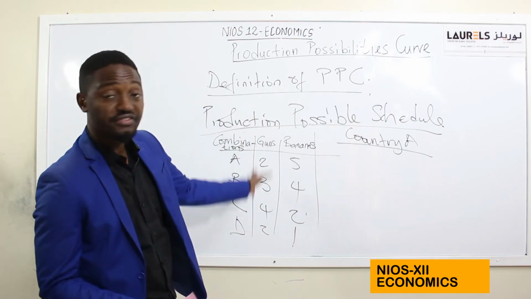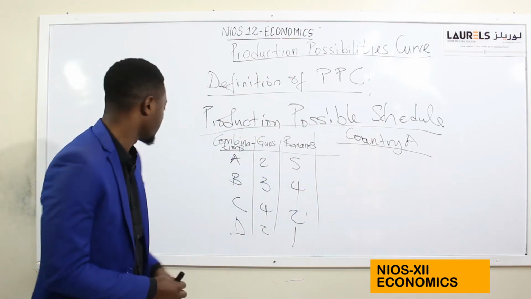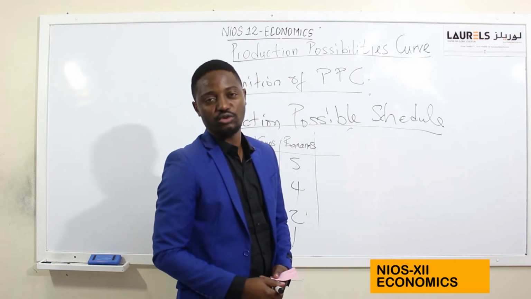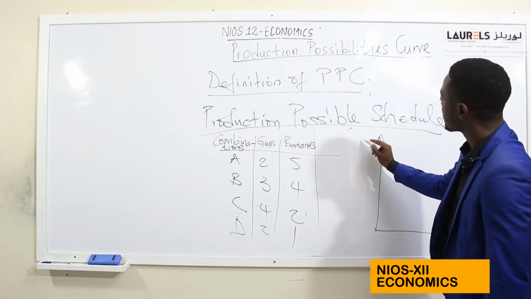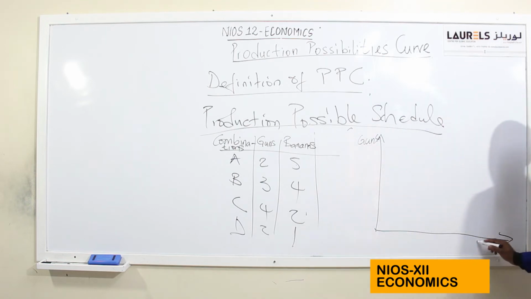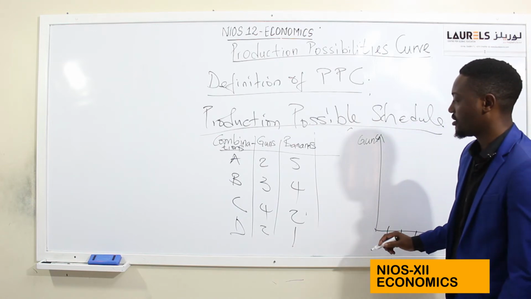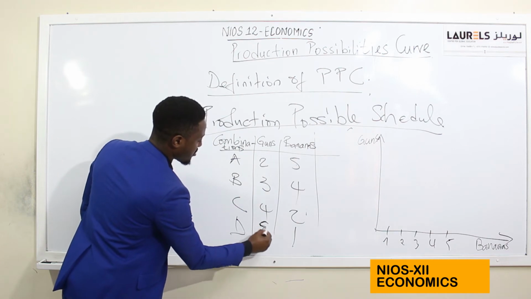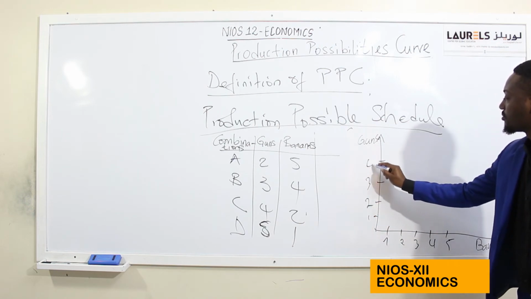From these assumptions, we can now convert this information on the production possibility schedule onto a graph to obtain the production possibility curve. Right here, I will transform this information into a production possibility curve. I'll call the y-axis guns, and the x-axis bananas. So we have bananas 1, 2, 3, 4, and 5. Oh, here was supposed to be 5, I'm sorry, I make this little correction. Here we also have 1, 2, 3, 4, and 5.